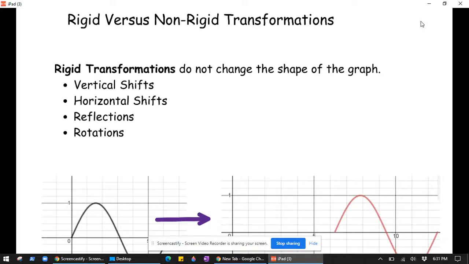All right, in this video, we're going to look at transformations, and in particular, vertical and horizontal shifts, and I'll progress through the other types of transformations in other videos. First, I just want to point out that there's a difference between types of transformations.